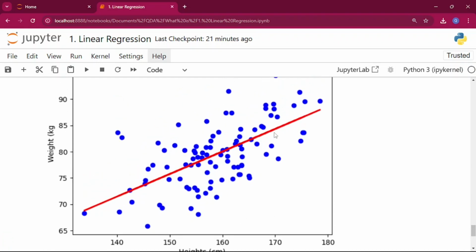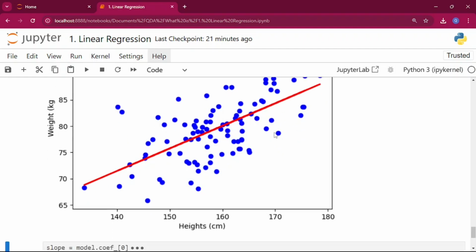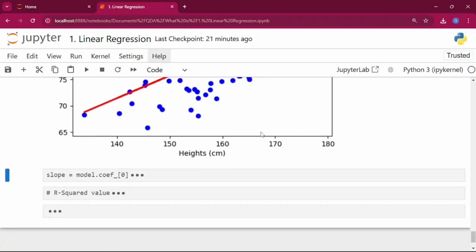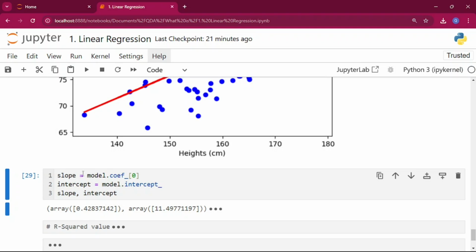And let's now understand the model output. Let's take a look at some of the properties of the model, especially the slope and the intercept. After running the model, we can call out the slope and the intercept into separate variables, and these are our values. The slope tells us how much the weight increases for each centimeter increase in height, and the intercept represents the predicted weight when the height is 0.